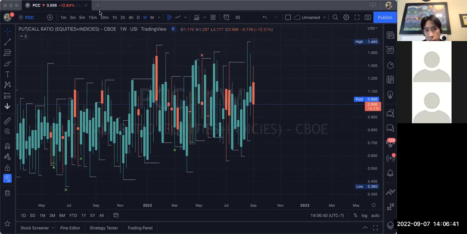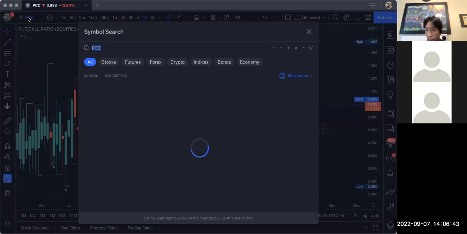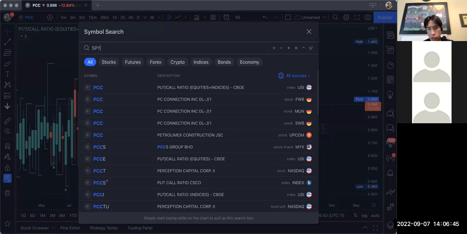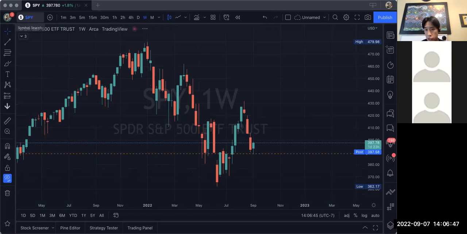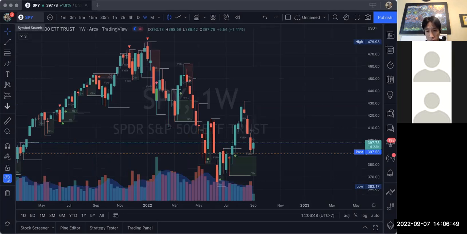The market knows that, and the market's doing their best to sap that liquidity. That's essentially what ICT is trying to help you guys and help all of us understand too. I'm trying to get a better grasp as to what's going on.